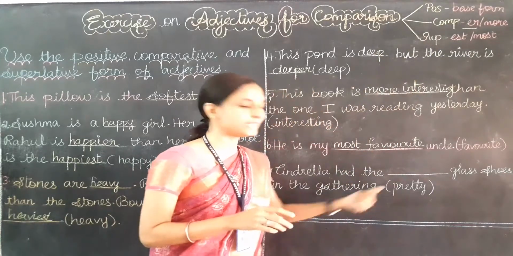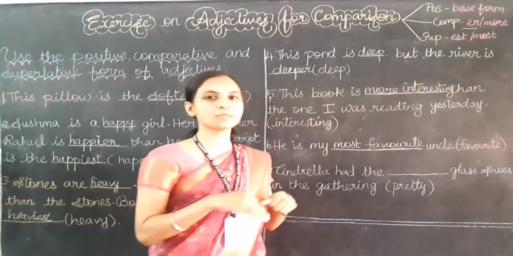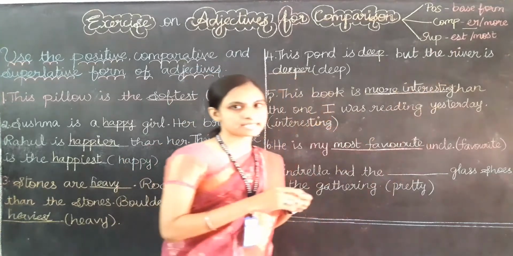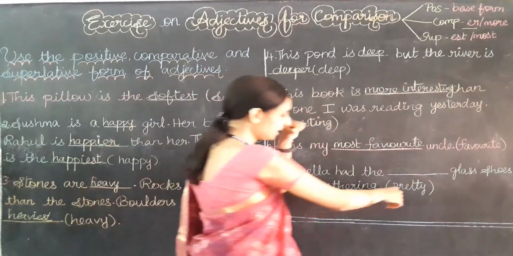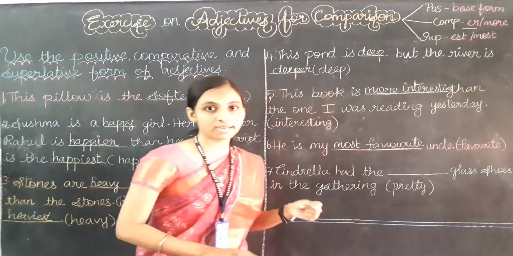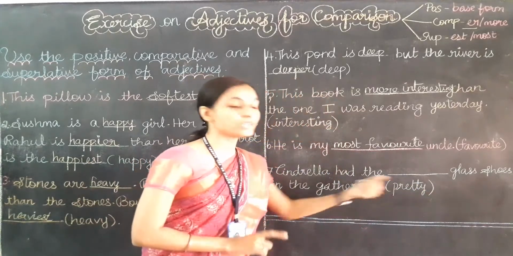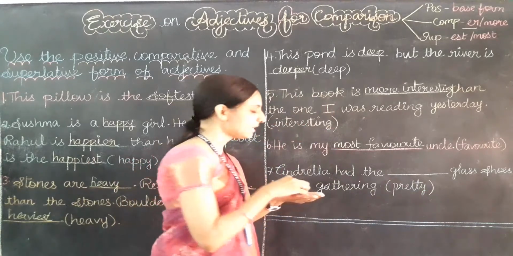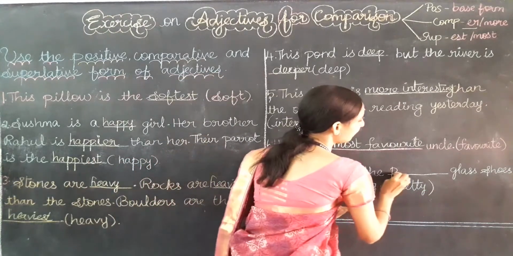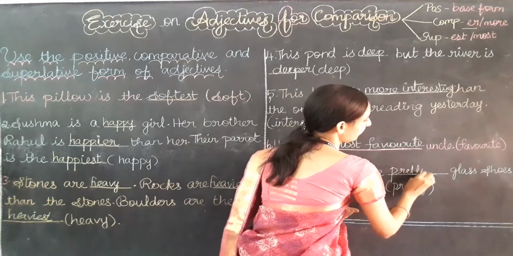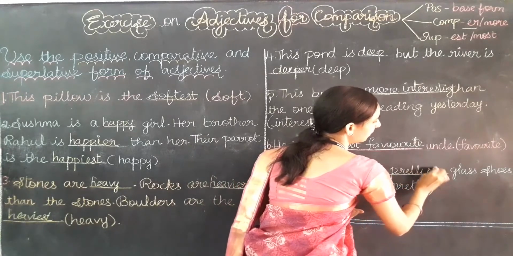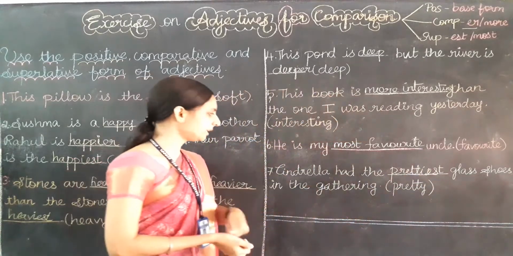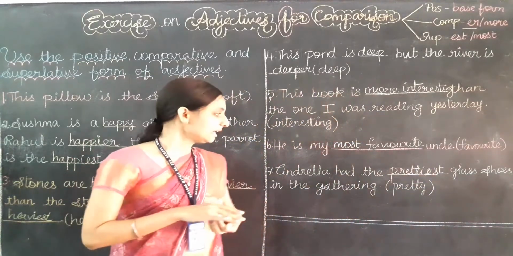Here this word pretty is a small word. When it is a small word, what do we need to do for the adjective? We need to add est. But it ends with y, right? So when it ends with y, we need to remove y from the word and add iest. So the correct answer will be prettiest. Prettiest is the correct answer. Cinderella had the prettiest glass shoes in the gathering.